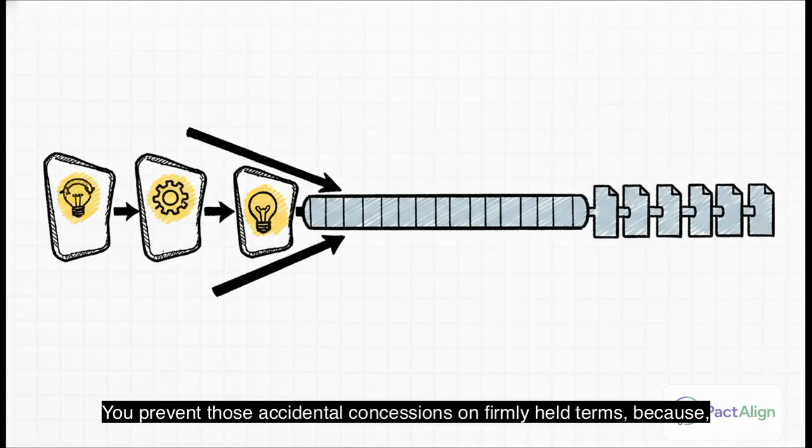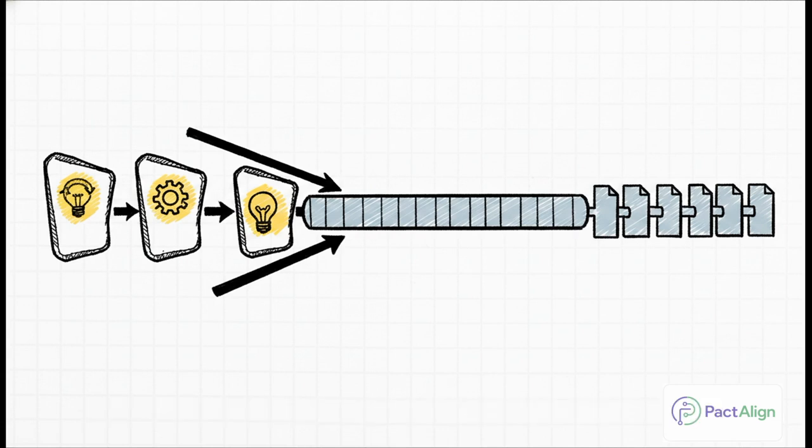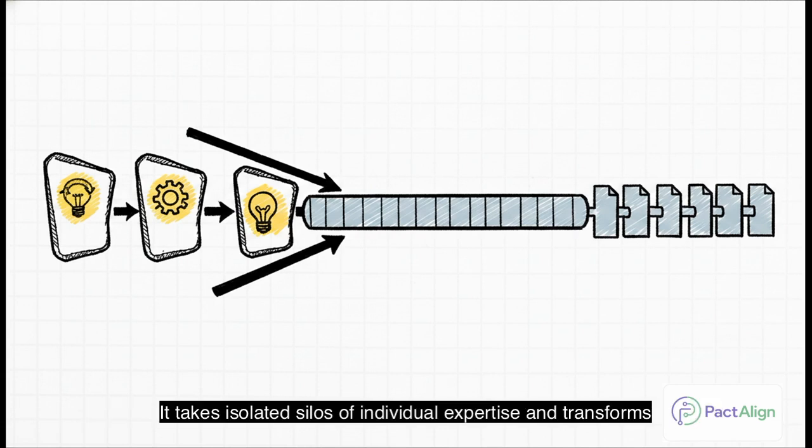You prevent those accidental concessions on firmly held terms because, well, the system simply won't let a known bad clause slip by without flagging it against the unified playbook. It takes isolated silos of individual expertise and transforms the whole shebang into a single, cohesive commercial pipeline.